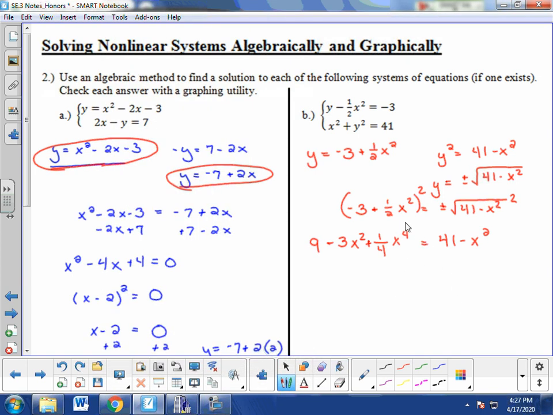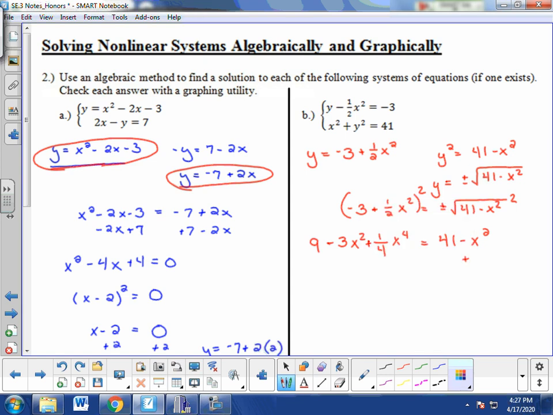You could always multiply this out if you wanted to, write it as two binomials and distribute like I kind of had there on the screen. So the left side simplifies to 9 minus 3x squared plus 1/4 x to the 4th power. So this looks kind of confusing maybe, but it is a polynomial. And remember when we solve, we want all polynomials set equal to 0.